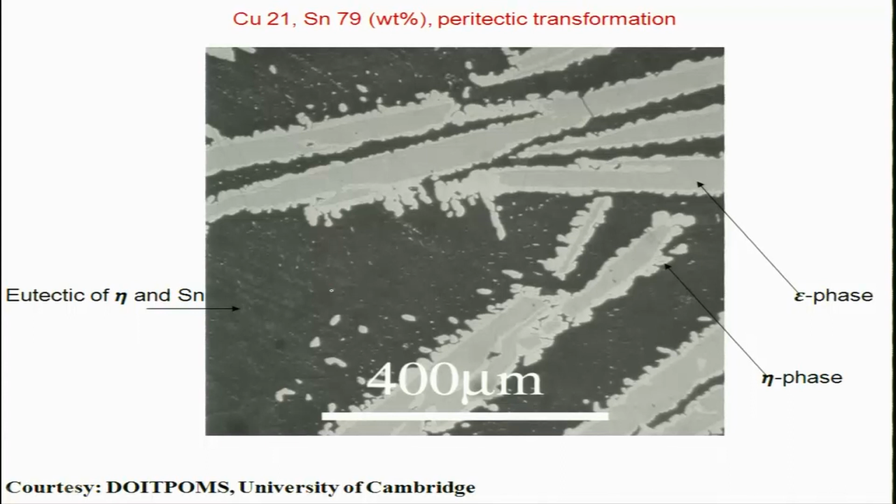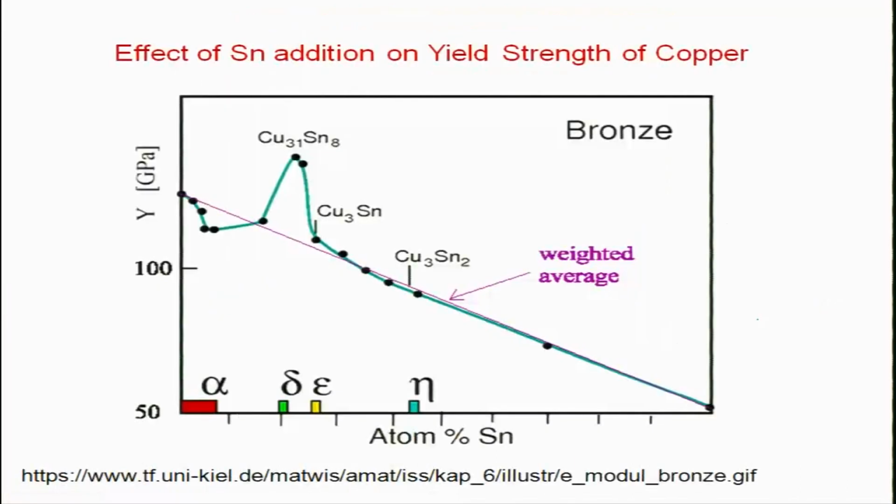So, you see a microstructure which is eutectic of eta plus tin, with needles containing a core of epsilon phase and periphery of eta phase. So, this happens because of non-equilibrium cooling, because a complete phase transformation does not happen.